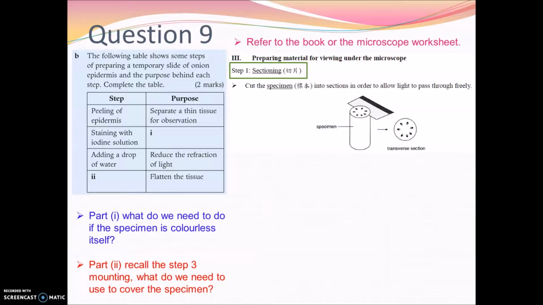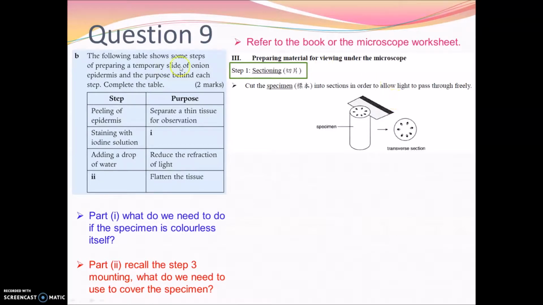For part B, it's talking about how we can manipulate the microscope to observe the onion epidermis. How can we prepare the slide of onion epidermis? I would like to talk about the microscope worksheet as well. For step 1, sectioning, it's just like step 1 of this table, peeling the epidermis to make a very thin layer for observation, because if we are using the light microscope, we have to allow light to pass through the specimen freely. Otherwise, we cannot observe it because the specimen will be so thick and block all the light.